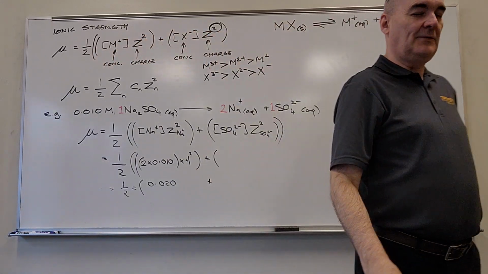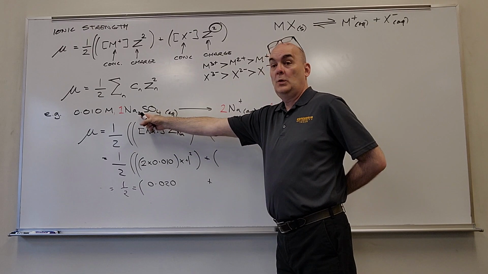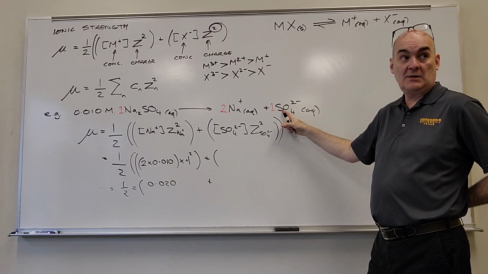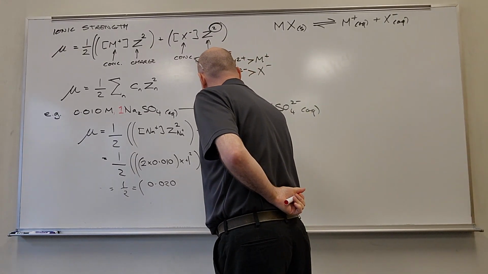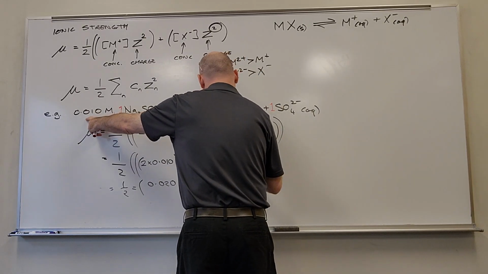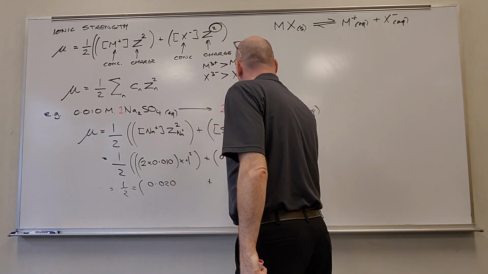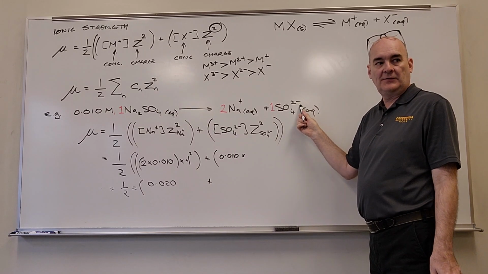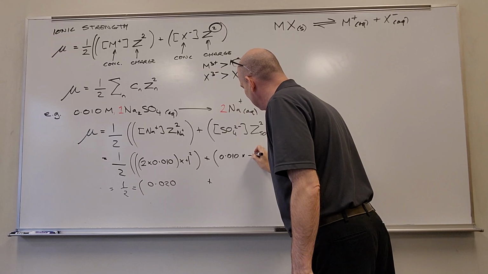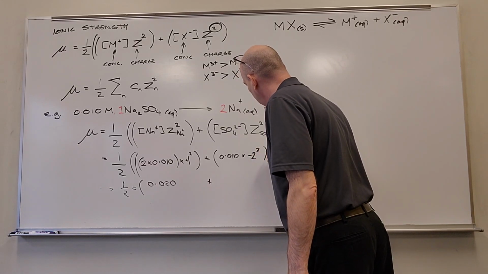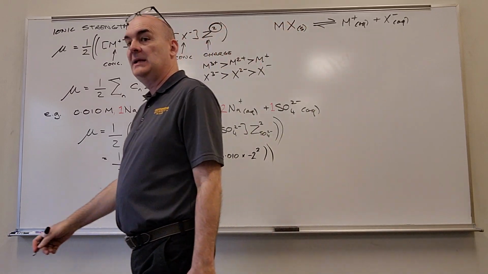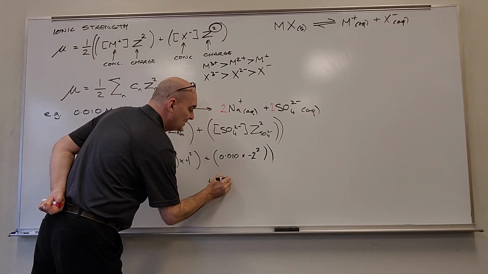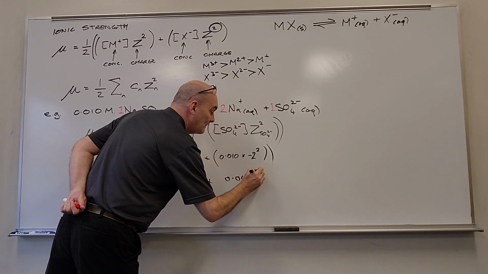Now, on the sulfate side, whatever sodium sulfate went in, 1 to 1. They are a 1-to-1 stoichiometric ratio, which means that the concentration of my sulfate is the concentration in the question. And I'm going to multiply that by the square of the charge on the sulfate. And the sulfate is -2 squared. -2 squared is 4. So this gets to be 0.04.